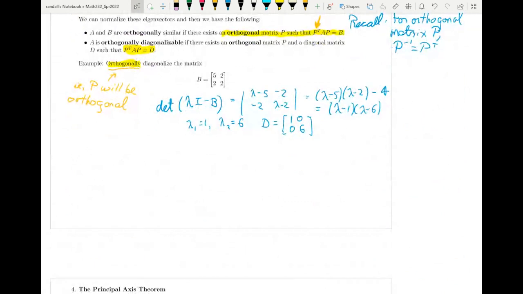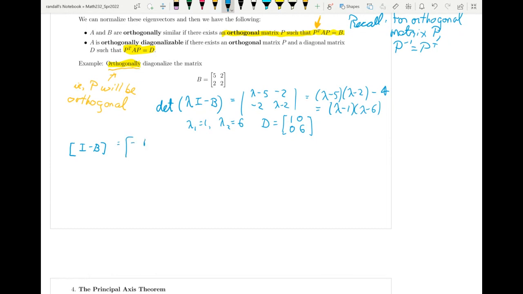But we often do want the P also. So let's continue, so that I know what the D is. And now let's get the eigenvectors. So we form these systems of equations. These are the coefficients. So there's my lambda 1, which is 1 minus B matrix.